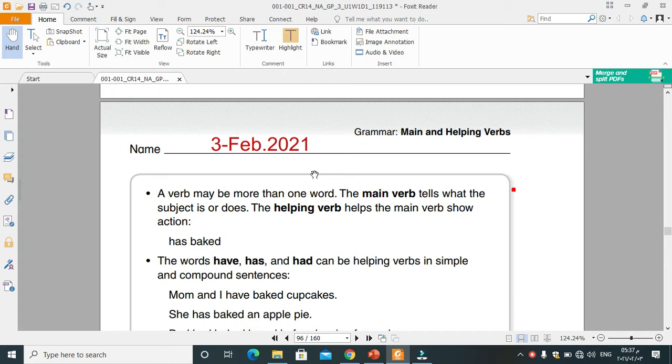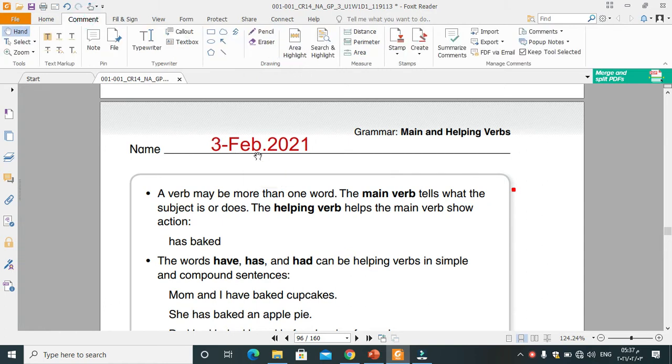It's a grammar class. Take out your grammar books, open page 86. Write down today's date, 3rd of February 2021. Underline the title of our lesson today: main and helping verbs. What do we mean by the main verb and helping verbs?